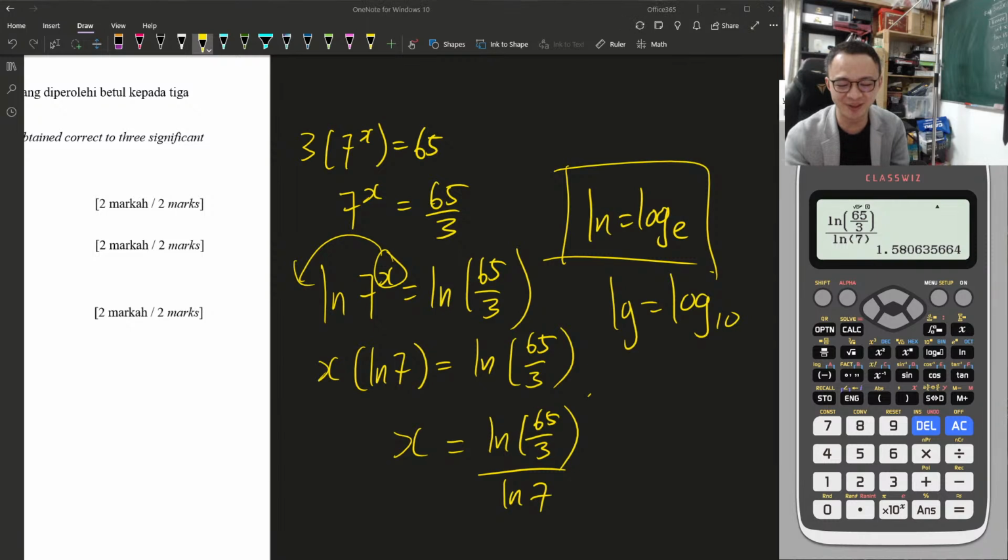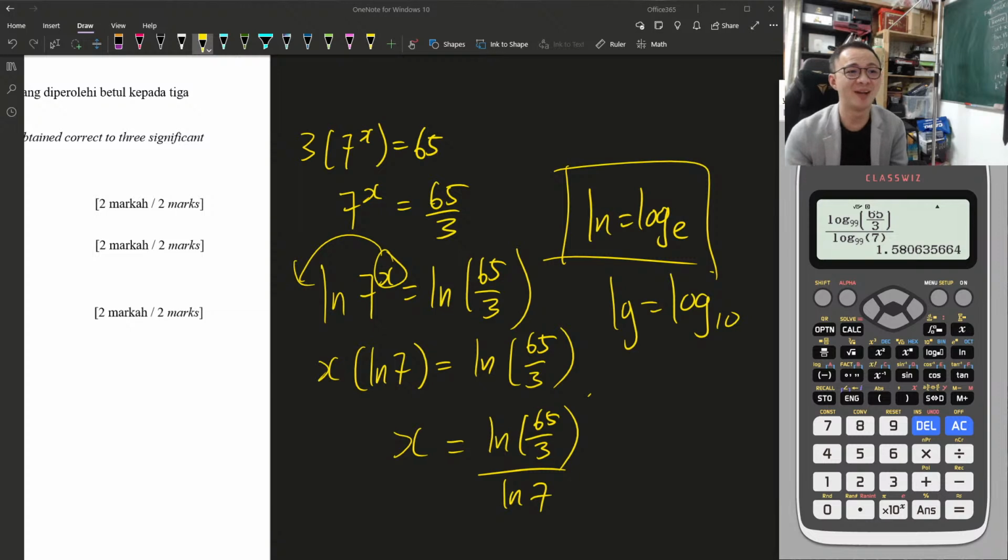If you don't believe me, I can show you. Okay, so if I go to the log 10, or any weird log, log 99 also doesn't matter. 65 over 3 over log 99, 7. I'm still getting back the same result no matter what is the base of the log here. But what's important is the base on top and bottom must be the same. Okay, you cannot have top is 99, bottom is 95. Definitely you won't get the same answer.